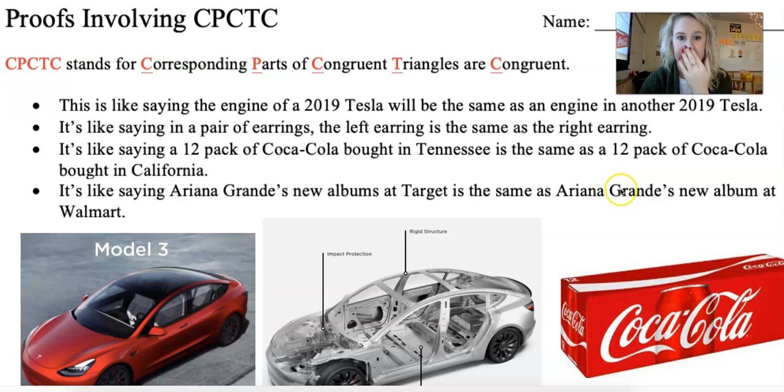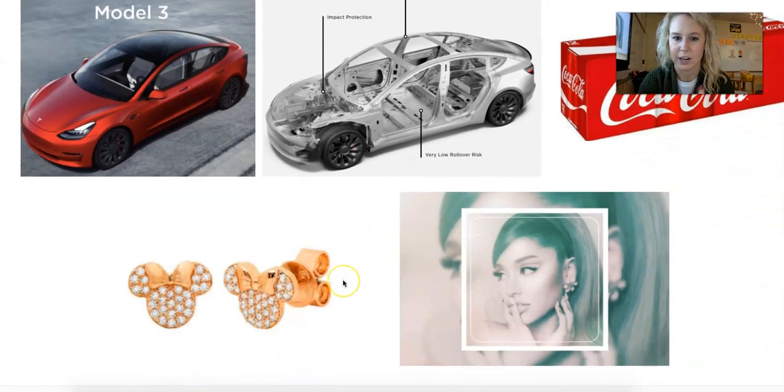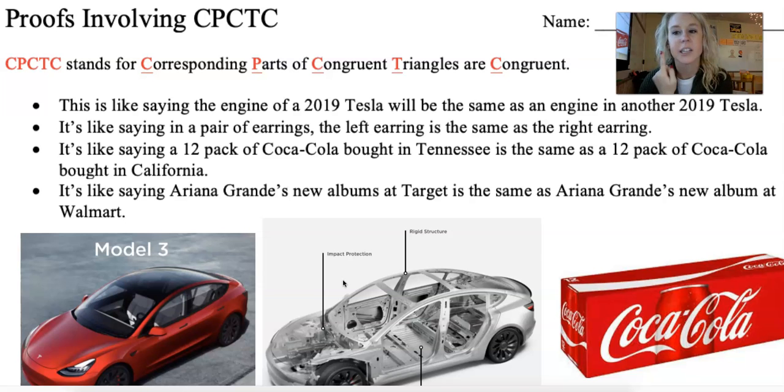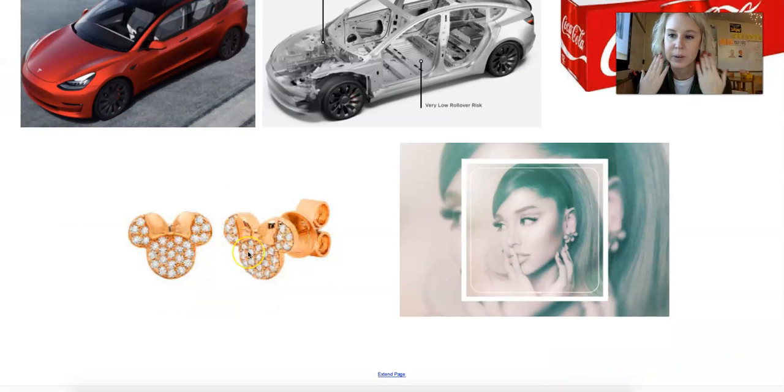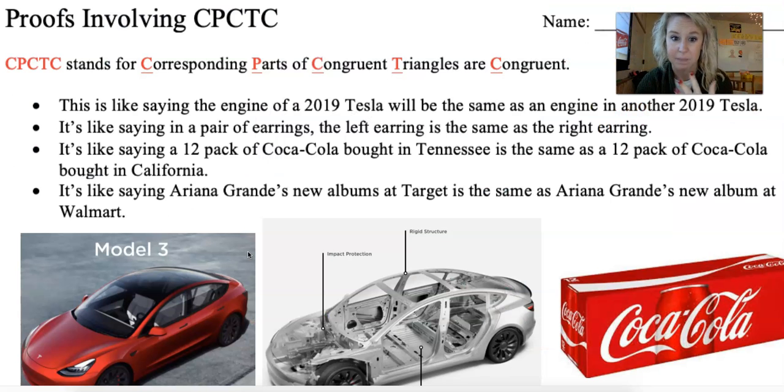So for example, it's like saying the engine of a 2019 Tesla is going to be the same as an engine in another 2019 Tesla. Okay, Tesla's not going to make two different Tesla cars and have them have different parts. Like, that's not making sense for them. Okay, if you wear earrings, like I have some Disney earrings down here. Okay, it's like saying your left earring is going to be the same as the right earring. Okay, companies aren't going to make two different earrings. They're going to replicate the same thing and it be the same.